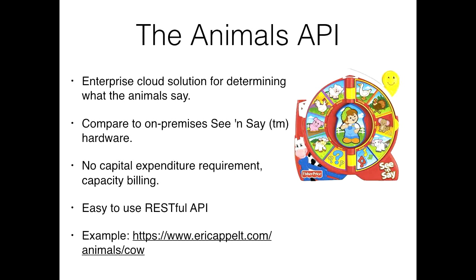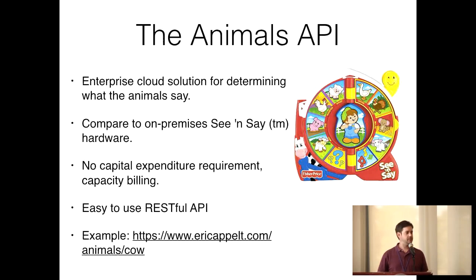The other thing is I meant to bring a CNC. I don't know if everyone's familiar with CNC. This is a piece of hardware. You pull the cord, and the arrow goes around and it tells you what the animal says. For example, if it lands on the cow, it will tell you that the cow says moo. So if you're a business and you need to know what the animals say, this is an important piece of hardware. But being a piece of physical hardware, you can run into problems. For example, I left mine in the hotel, so I don't have it here to show you.